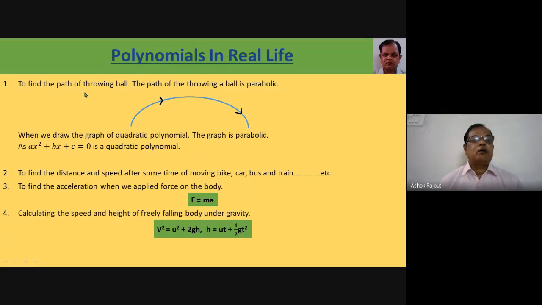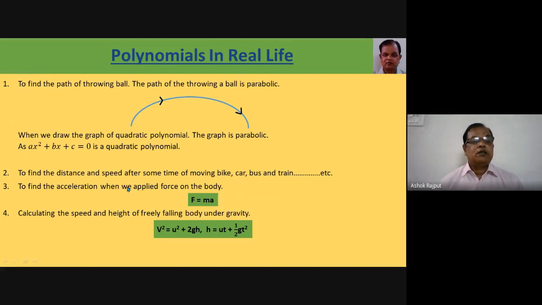To find the path of a thrown ball: the path of a thrown ball is parabolic, as you are seeing in the figure, it is shaped like a parabola. When we draw the graph of a quadratic polynomial, the graph is parabolic. The quadratic equation, to keep it easy for you, is ax square plus bx plus c equal to 0, a quadratic polynomial.